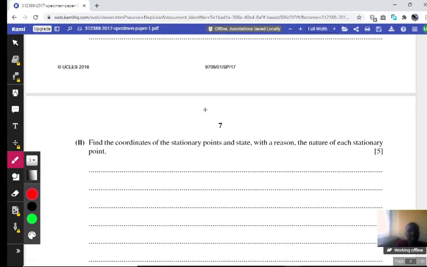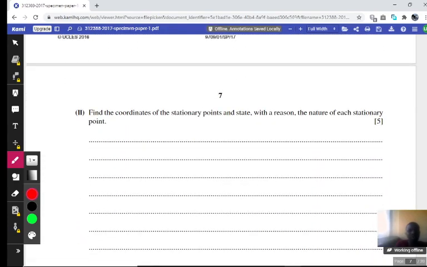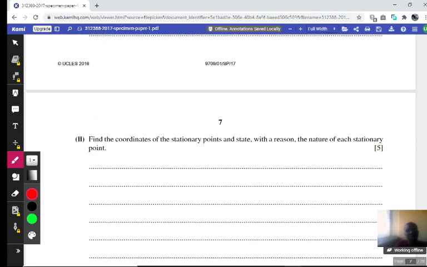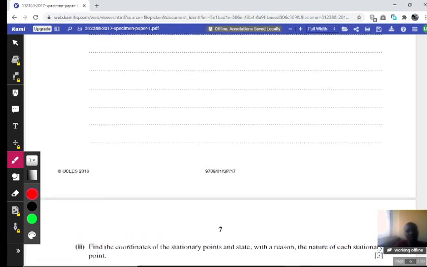Right, let's move on to the next question. It says find the coordinates of the stationary points and state with a reason the nature of each stationary point. To find the coordinates of the stationary points, or the turning points, you just find the gradient and equate to 0, because at turning points the gradient, which is dy/dx, is always equal to 0.